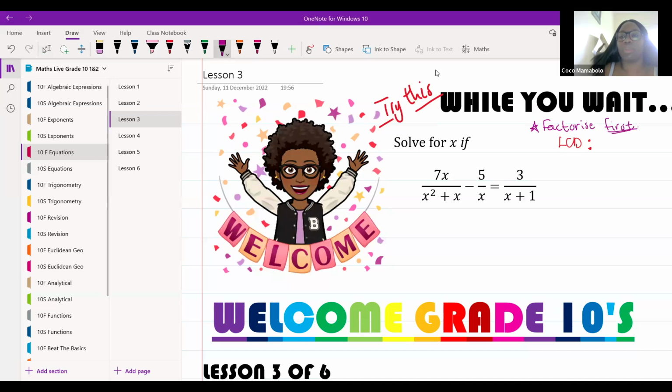I'm just going to put that up there, just so we remember how to do this. Factorize the denominators first.